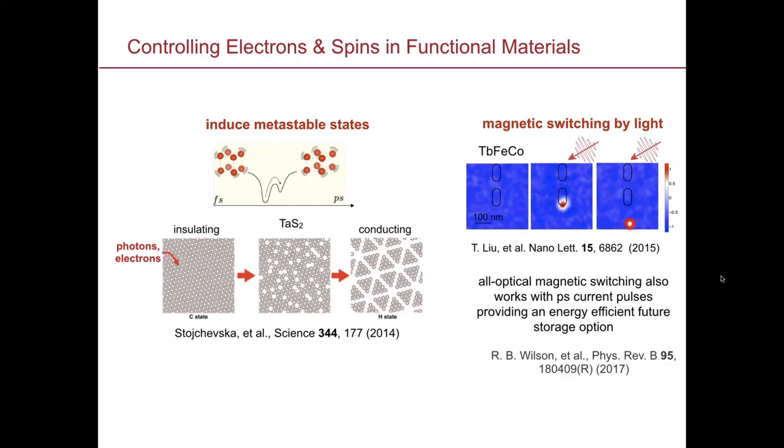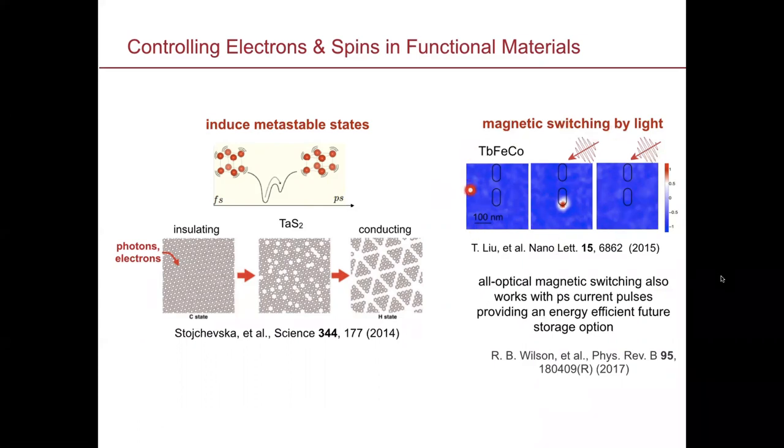So here, this is magnetic switching by light. This is the so-called all optical switching that was discovered by Theo Rasing and his group almost a decade or more back. And if one wants to utilize this for some applications, of course, you don't want to switch a macroscopic piece of a material, but you might want to try and switch a future bit in a data storage device.